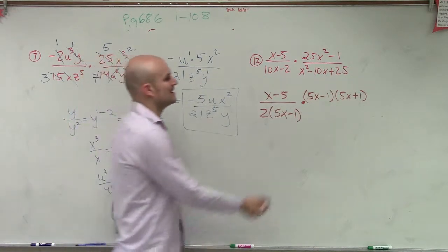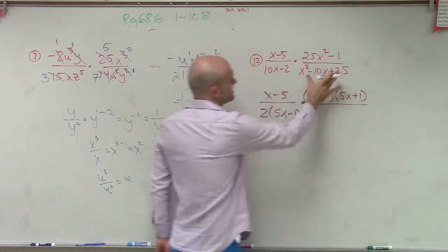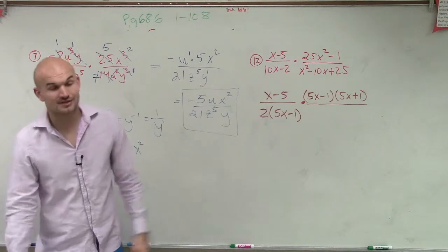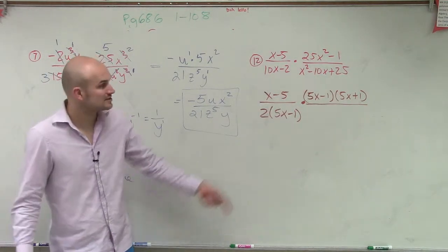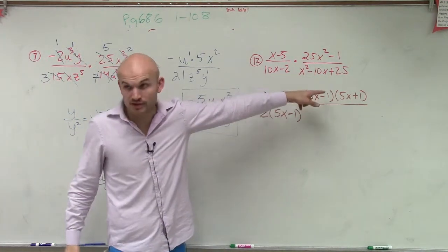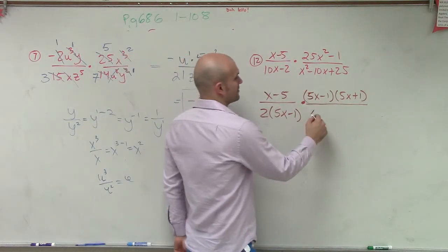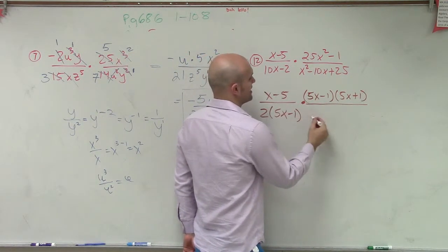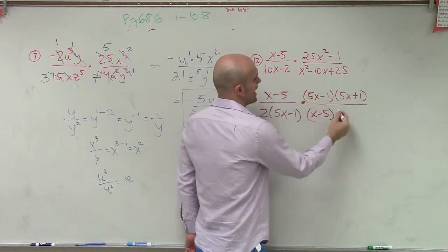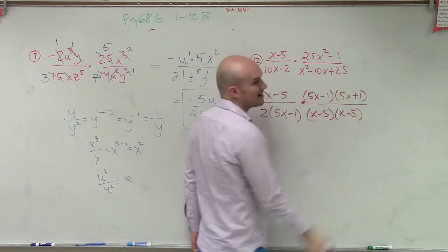And then my denominator, I need to see, can I factor that? That's a trinomial. We've practiced a lot of those. And you can see that's a perfect square trinomial, which is x minus 5 times x minus 5. And I'm going to rewrite it out. Instead of writing x minus 5 squared, I'm going to write it out.